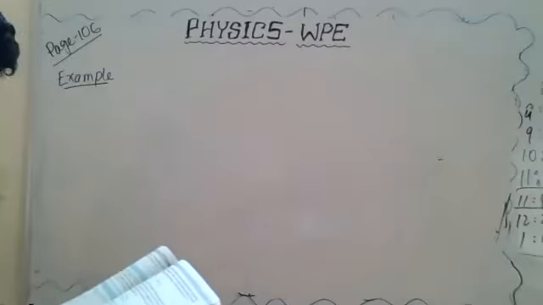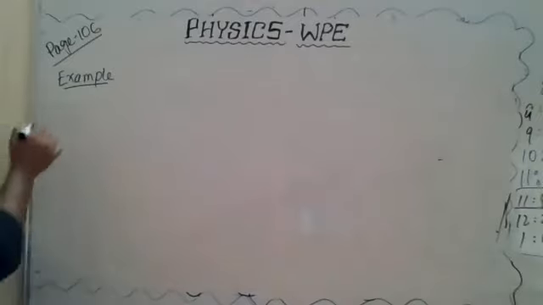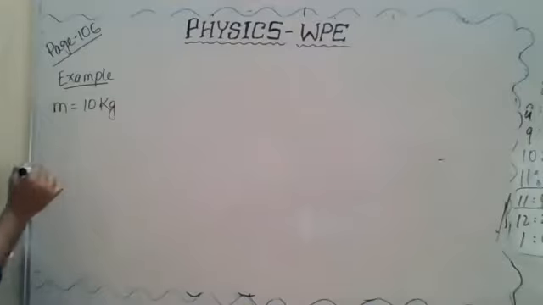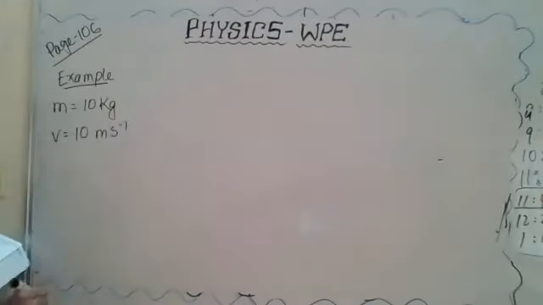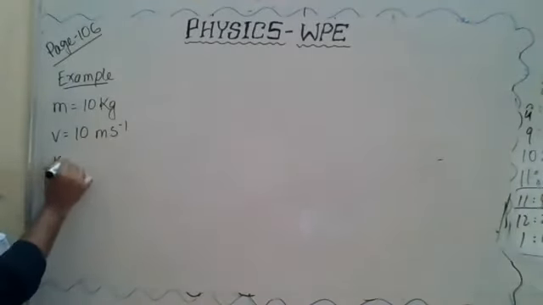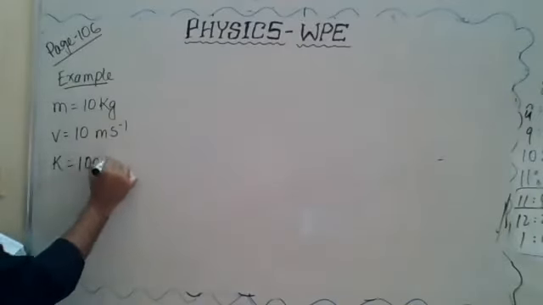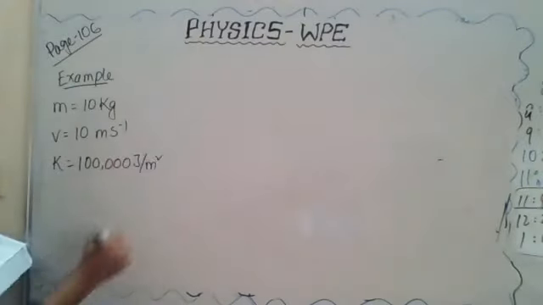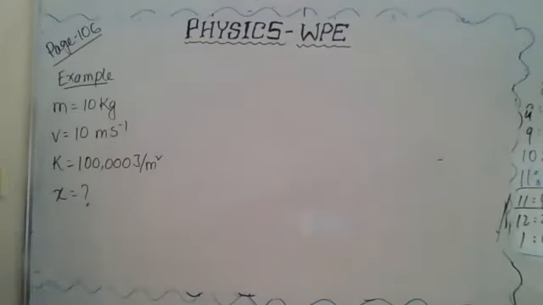Here a body of mass 10 kg falls on a spring with a velocity of 10 meter per second. So the mass of the object is 10 kg and the velocity is 10 meter per second, and the spring constant k is given as 1030 joule per meter square. What is the compression? That is the value of x, right?